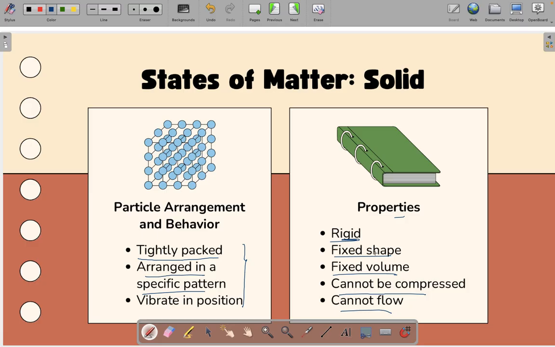There can be some exceptions. For example, if you look at this book, usually they are not rigid, right? They can be flexible, you can have flexible books, right? But most of the solids, I'm talking about most of them, are rigid, right?